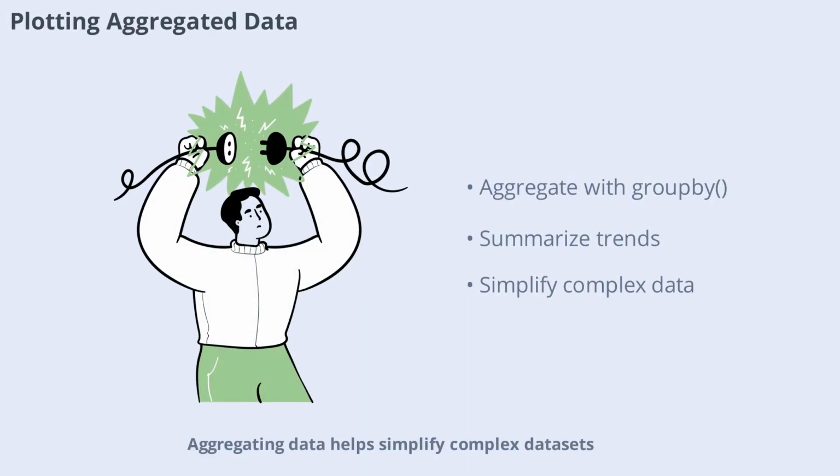Aggregating data helps simplify complex datasets. Use pandas groupby to calculate means, sums, or counts, then plot the results with Seaborn. Aggregated plots are great for summarizing trends and making comparisons. Let's aggregate tip data by day and visualize the results with a bar plot.